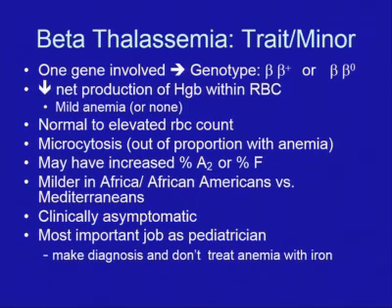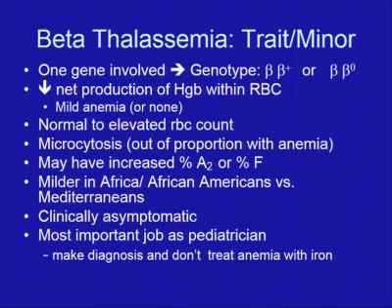So with trait or minor, you just have one gene involved. So it could either be a normal beta with a beta plus or a normal beta with a beta not. Overall, you make not enough beta and then not enough normal hemoglobin in the red cells. You get usually very mild anemia or no anemia. But with that, your body tends to make extra red cells. So normally there's a normal or elevated RBC count. So the classic situation, again, is microcytosis with a high RBC. And the microcytosis is usually pretty profound.